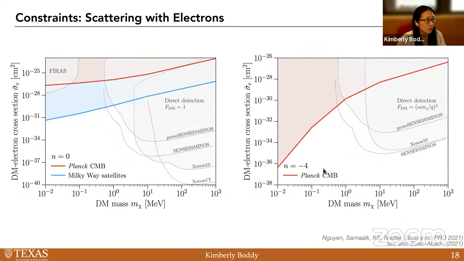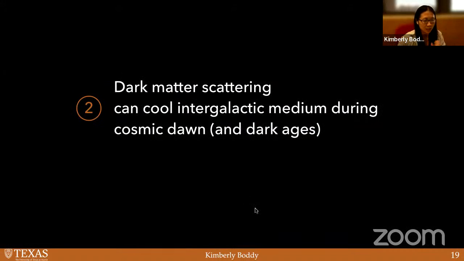Okay. So that was the large part of the talk. I want to move on to a slightly different topic that is very much related to what we've discussed. These next two parts will be much shorter. This next part is basically saying that this dark matter scattering that we've been talking about can actually cool the intergalactic medium during cosmic dawn and even in the dark ages.